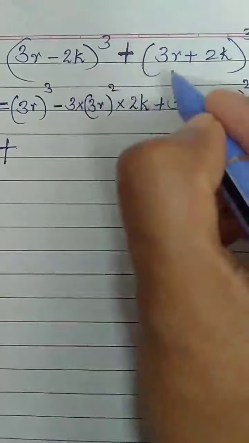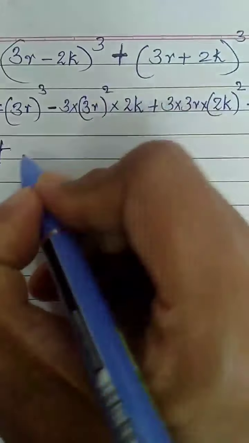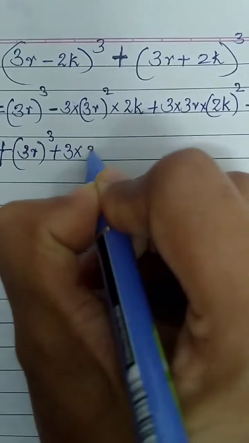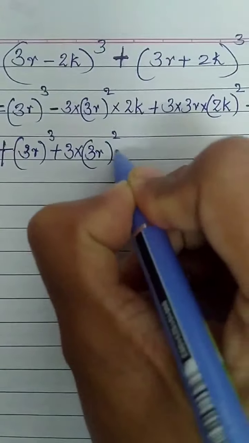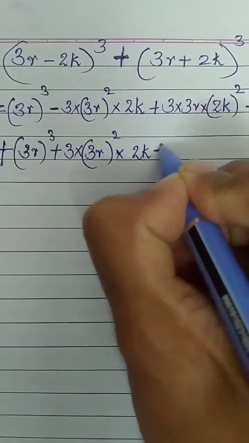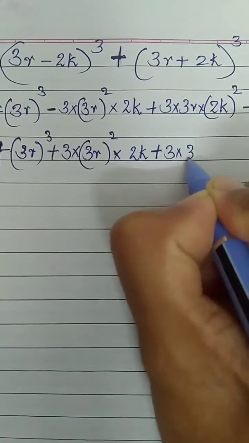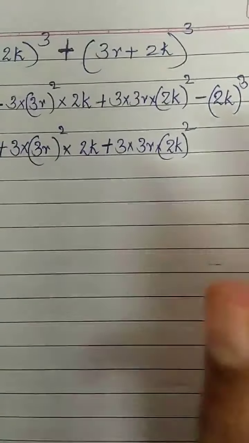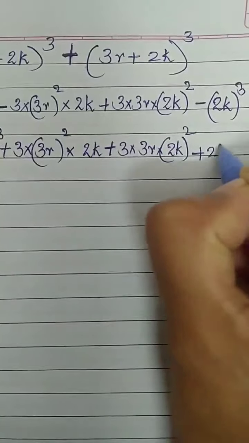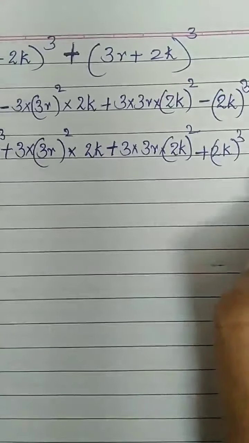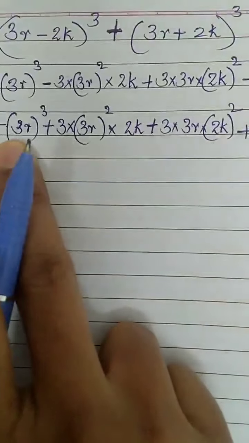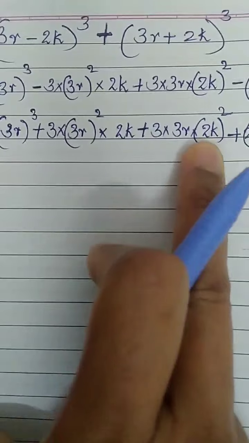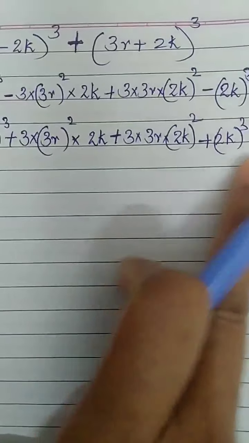This is r. Now here you will apply a plus b the whole cube formula. 3r cube plus 3 into 3r square into 2k plus 3 into 3r into 2k the whole square plus 2k the whole cube. Lot of 2k's and all. So don't make silly mistakes. Check once again. 3a square b. Okay. 3ab square. Okay. And b cube.